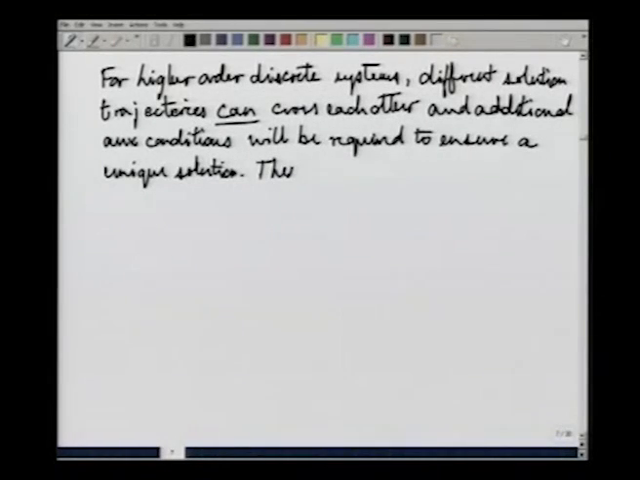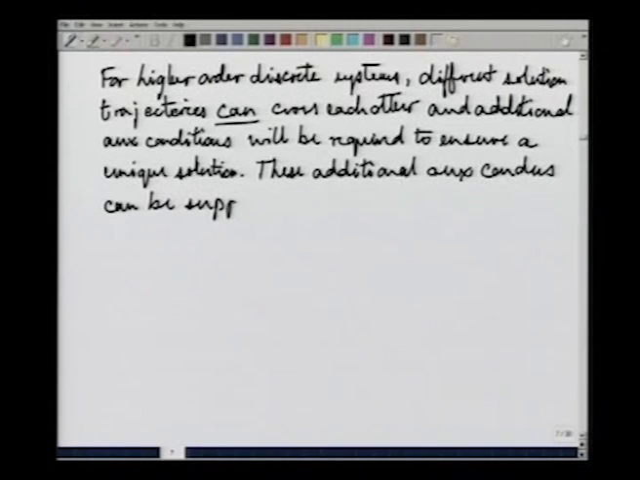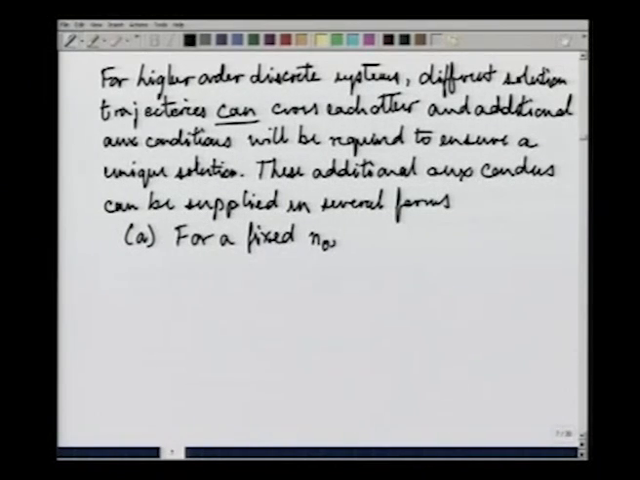The additional information could be in several forms. It can be supplied in several forms, such as A, fix an n naught, for a fixed discrete time instant n naught, provide y n naught, y dash n naught, etc. That is one way of doing it.